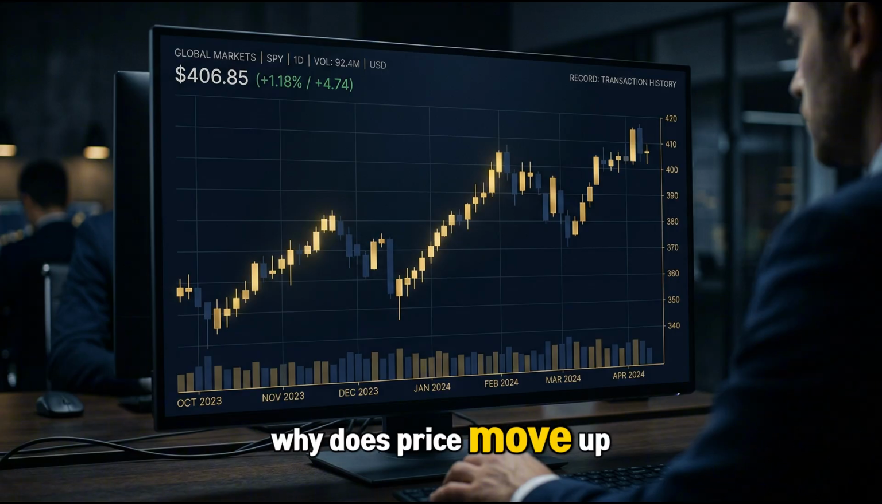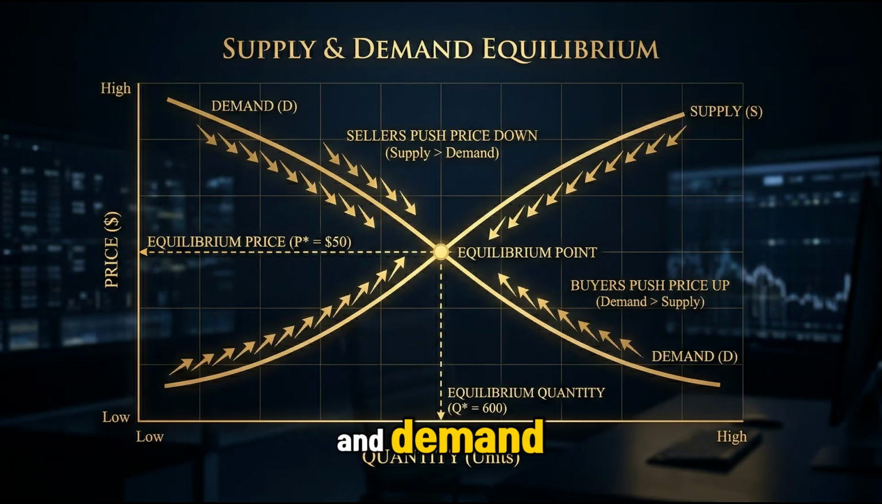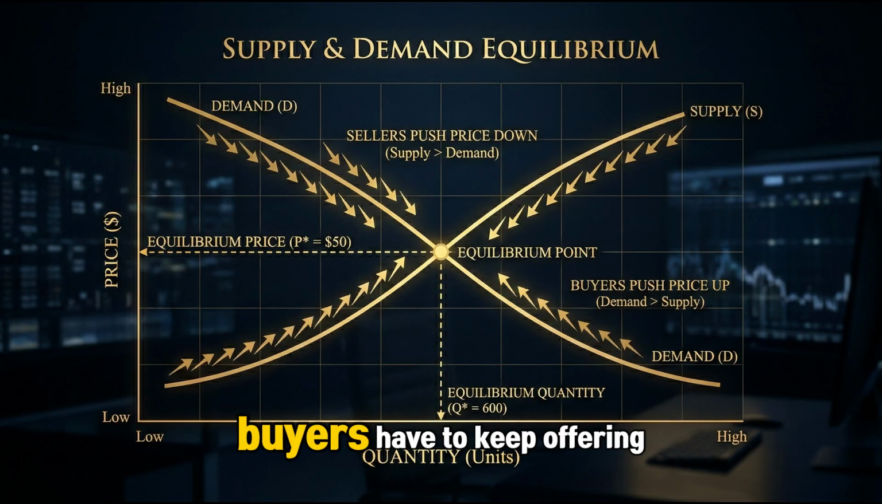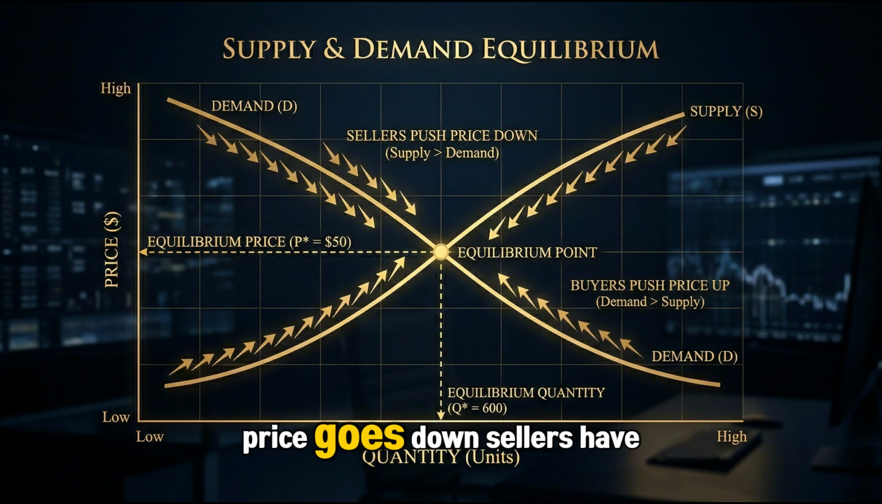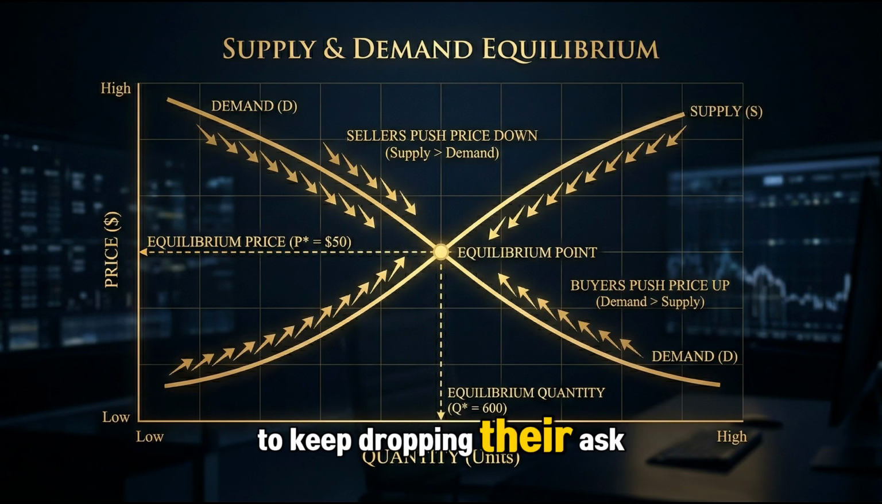Now, why does price move up or down? It comes down to supply and demand. When more people want to buy a stock than sell it, price goes up. Buyers have to keep offering higher prices to attract sellers. When more people want to sell than buy, price goes down. Sellers have to keep dropping their ask to find buyers willing to step in.